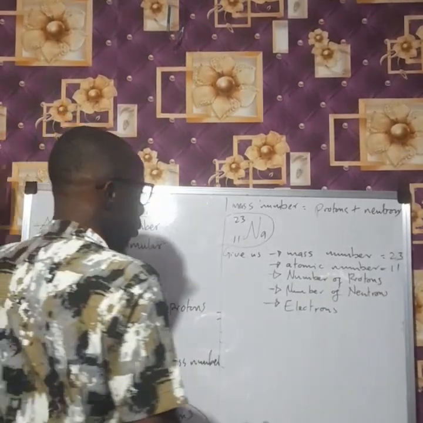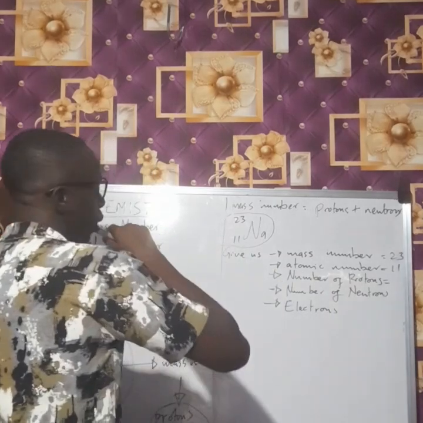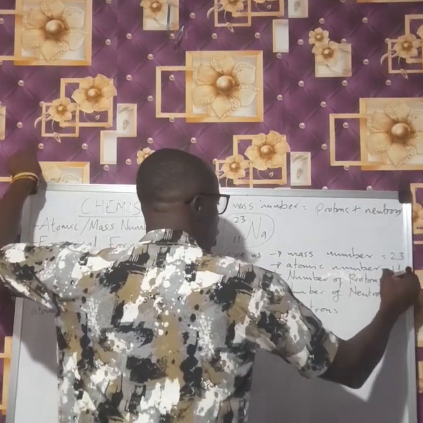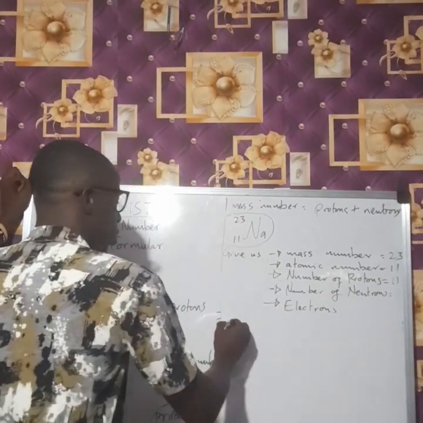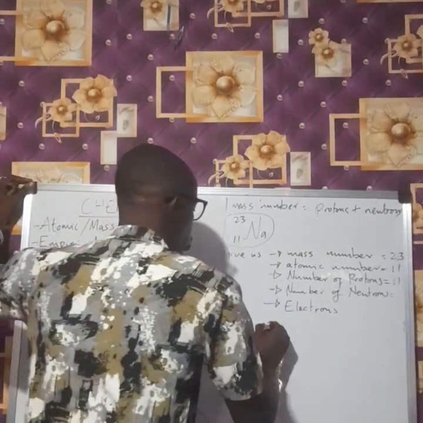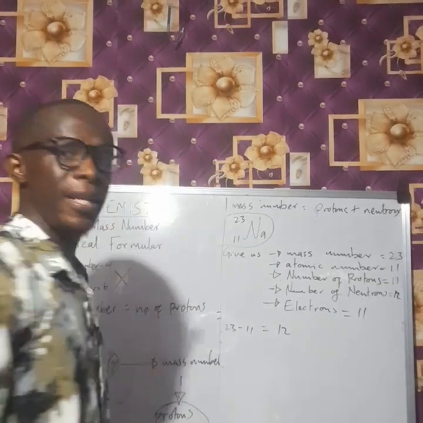The number of protons equals the number of electrons. Therefore, the number of protons here will be equal to the atomic number, the same thing. So number of protons is equal to 11. Then what is the number of neutrons? Number of neutrons now will be 23 minus 11, which will give you 12. And the number of electrons is 11. So I've explained this, and I hope you are following.